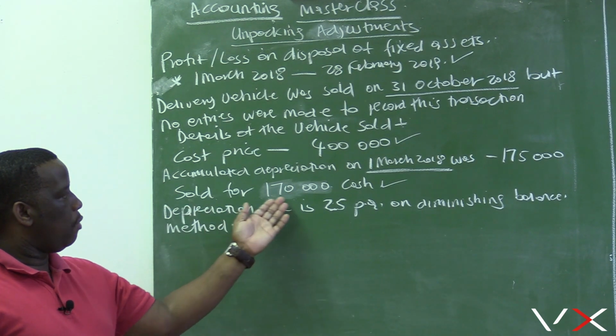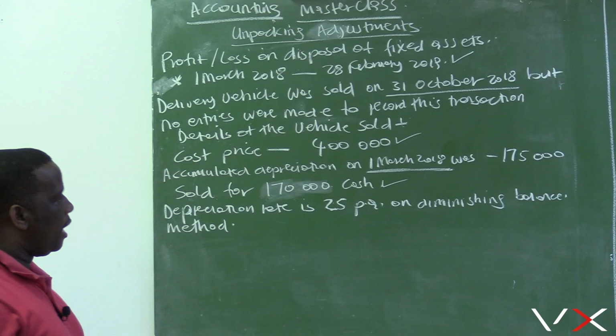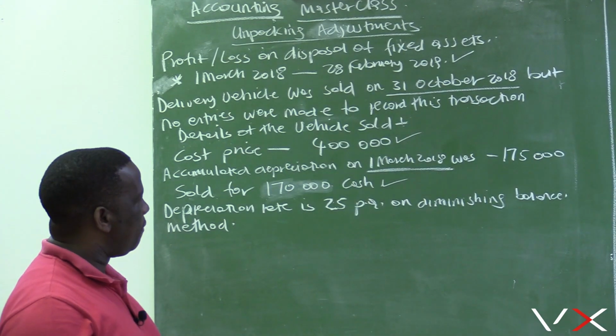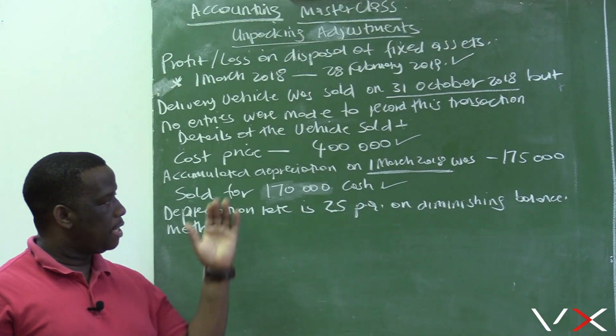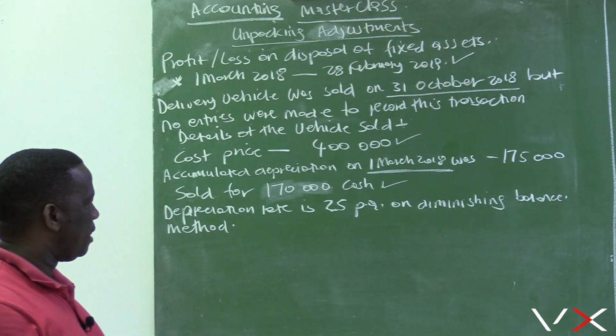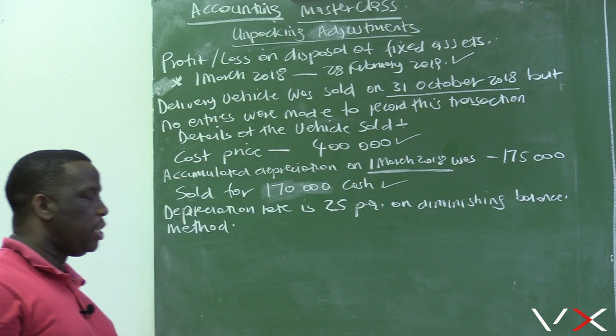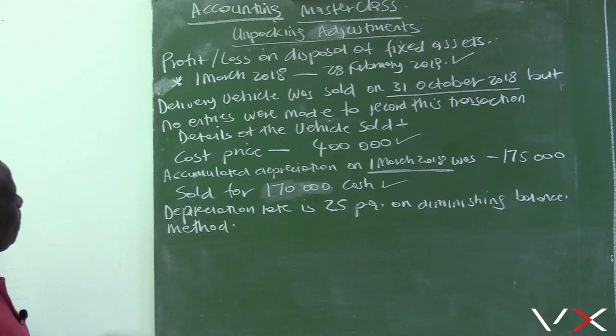This vehicle now was sold, the selling price. All other details are the same as our previous calculation, but the only thing that is different now is the selling price. The selling price is now 170,000. In our previous calculation, the selling price was 195,000. So the procedure is the same.